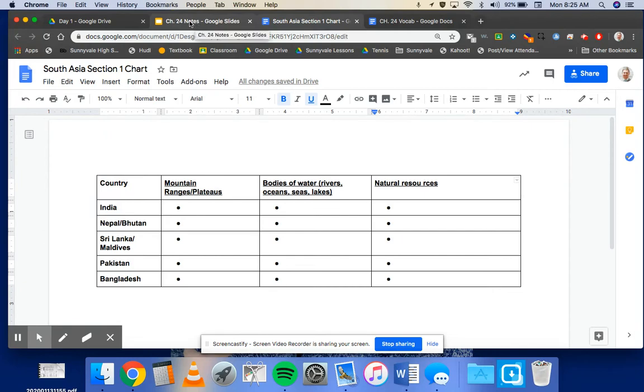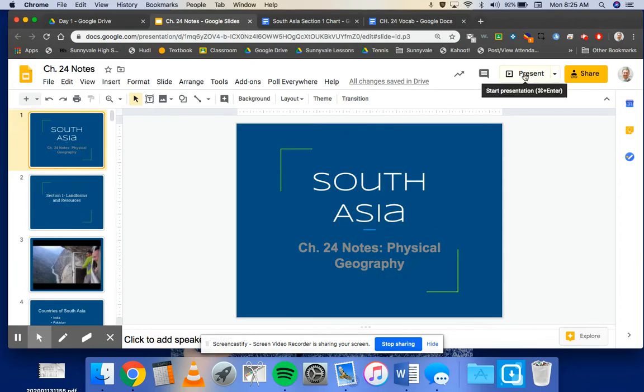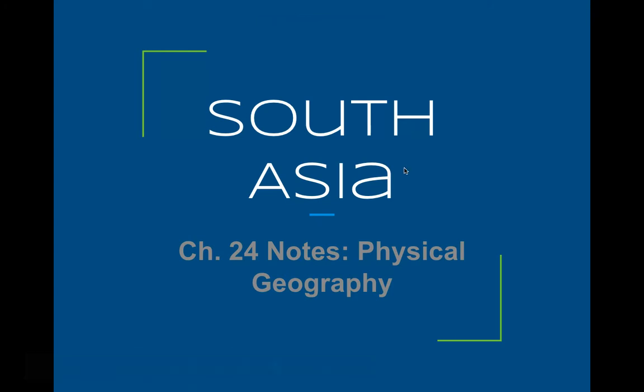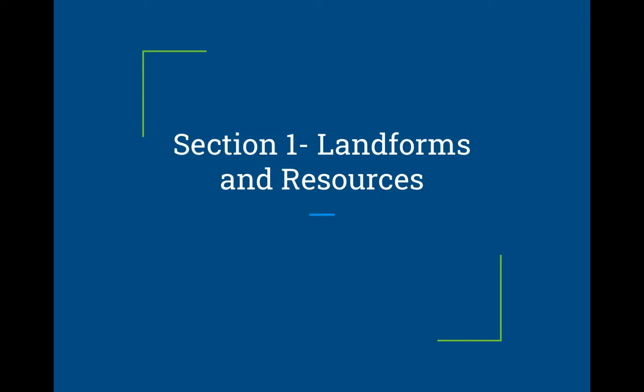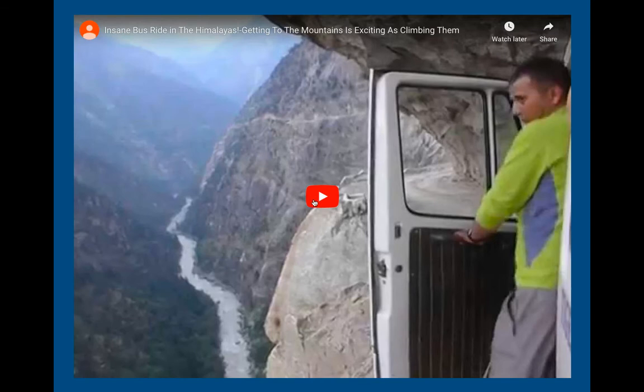So let's look at your notes very quickly. We're not going to watch a lot of these videos, but I do want to show you at the very beginning of this video, South Asia. Once again, this is chapter 24, the physical geography chart. Next, section one is landforms and resources. This video is these guys.